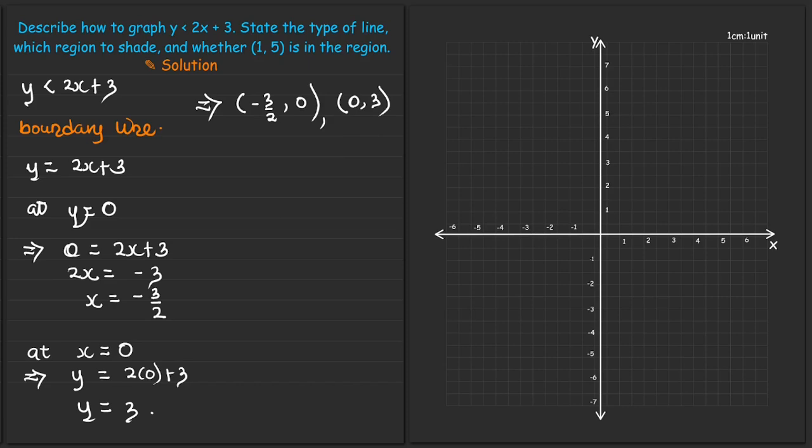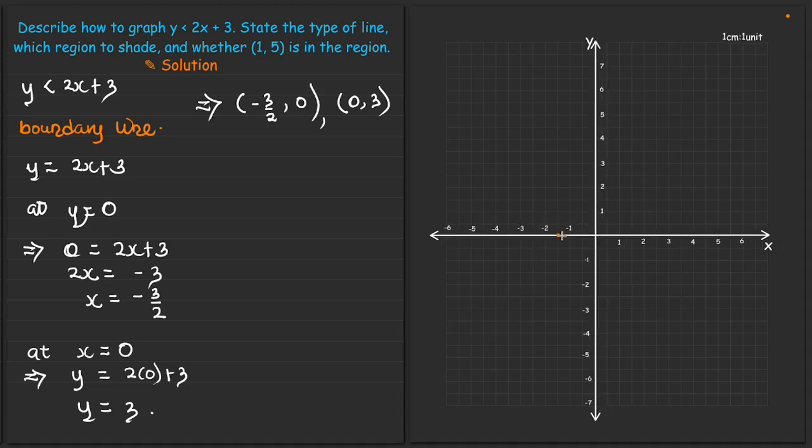So we come all the way to our graph and look for these points on our graph. For the x-intercept, we have negative 3 over 2, which is simply negative 1.5. So we come to this point here. As you can see, it is in between negative 1 and negative 2. Then we come to the next point, which is 0, 3. So at x equals 0, y is 3. So we have these 2 points.